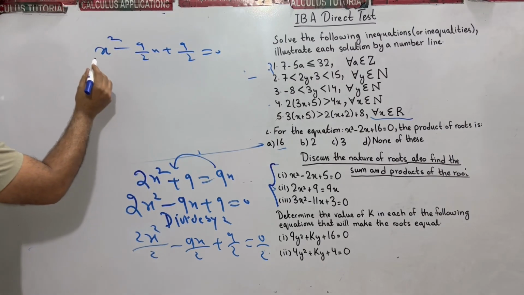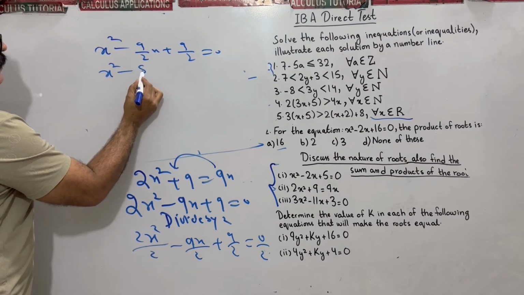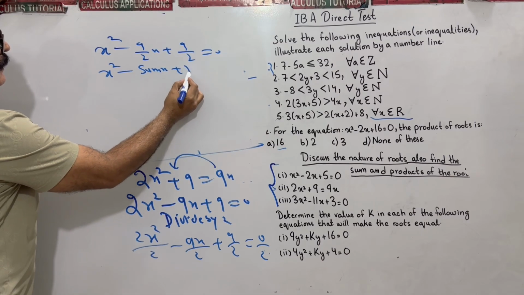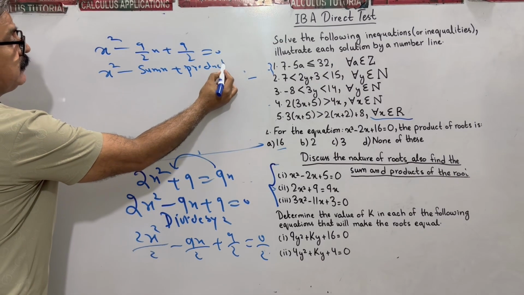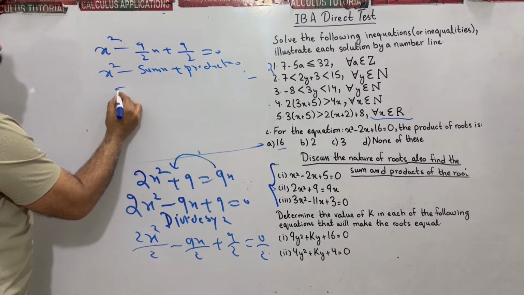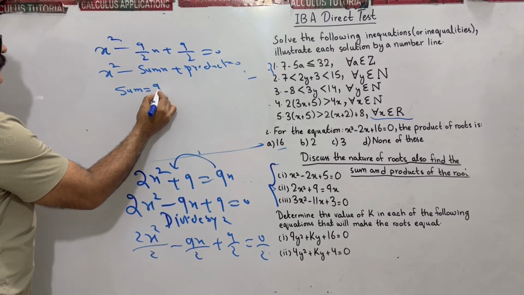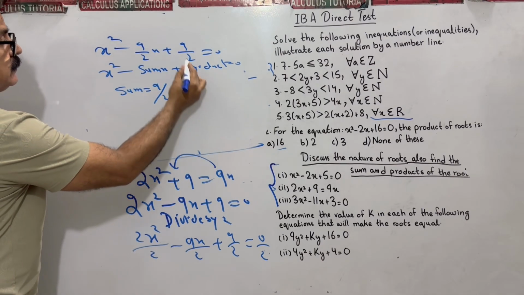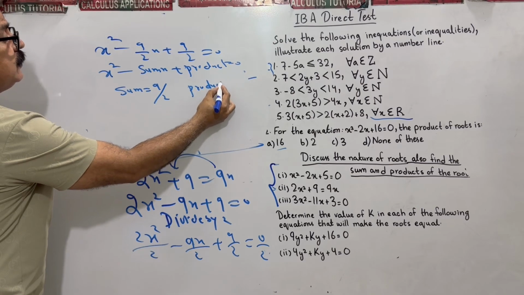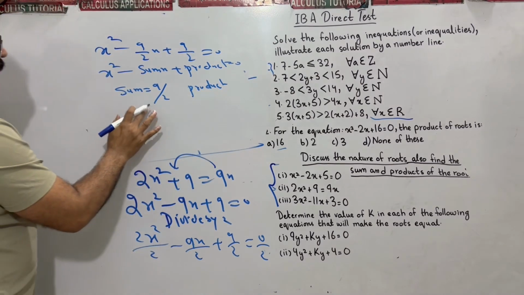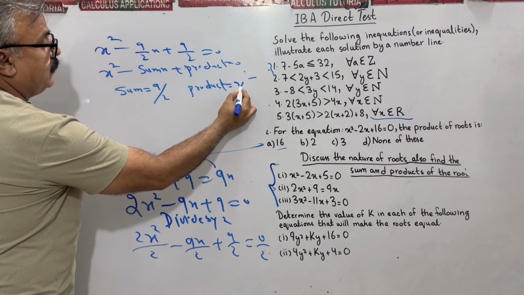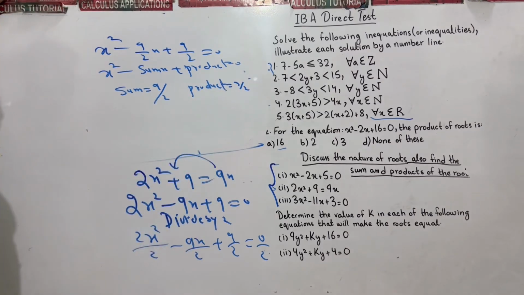Now we can compare with x square minus sum of the roots times x plus product. So the sum is equal to 9 upon 2 and the product is also 9 upon 2. It is not necessary that both are equal; in this case they are equal. Its sum and its product are 9 upon 2.